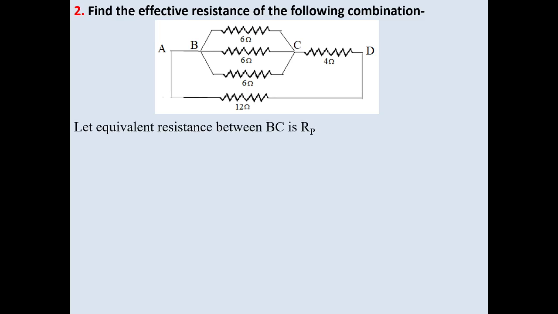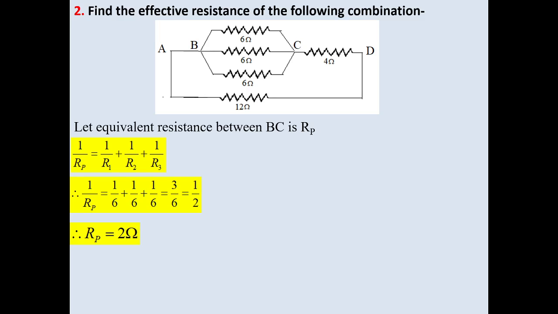Let it be Rp. So 1 upon Rp is equal to 1 upon R1 plus 1 upon R2 plus 1 upon R3. Value of R1, R2, R3 each is 6 ohm. So substituting the values, you will get Rp as 2 ohm.